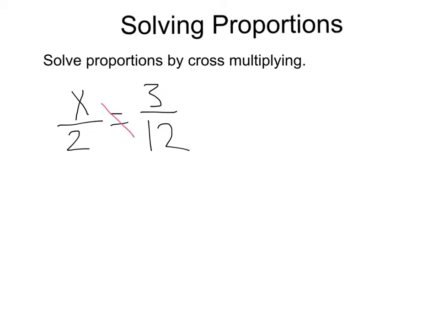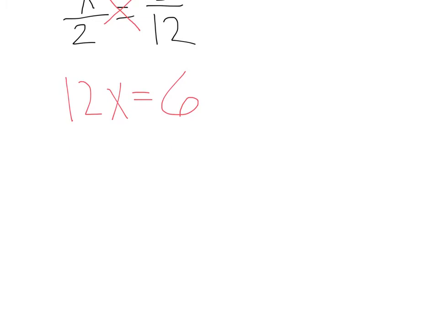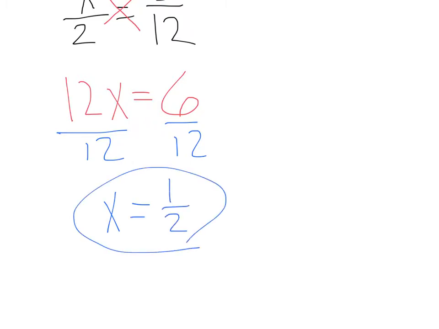Here I can cross multiply this. I'll get 12x equals 2 times 3, which would be 6. From there, I just need to divide 12 both sides. That's going to give me x equals 6 over 12, which could simplify to 1/2.